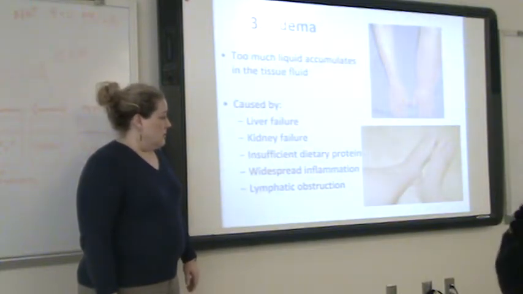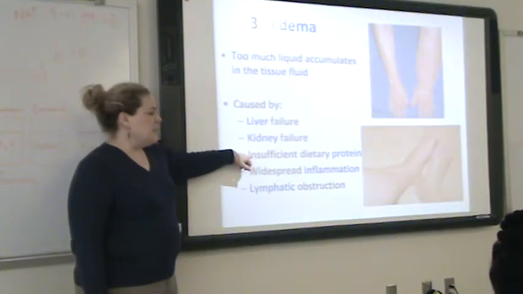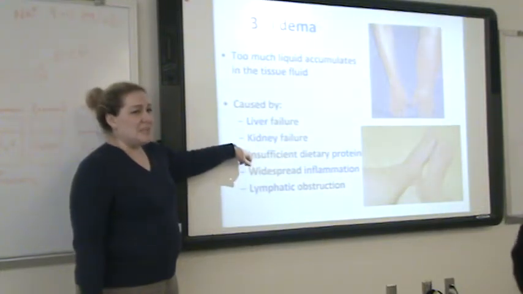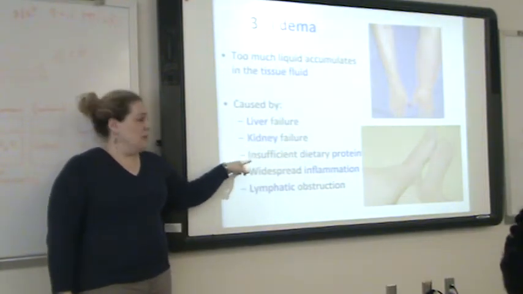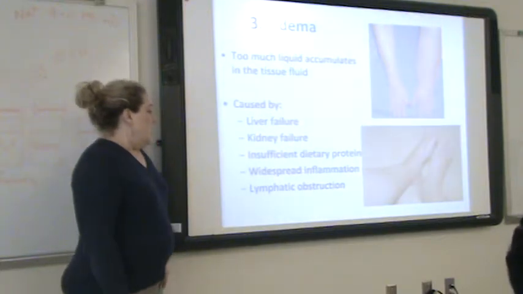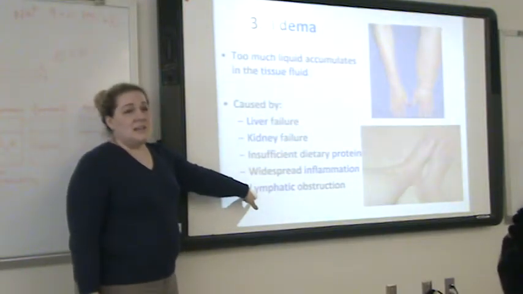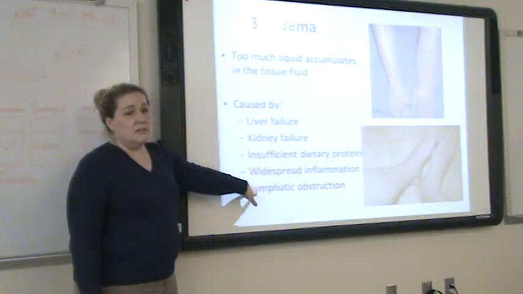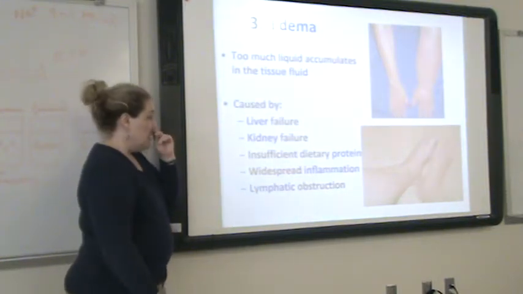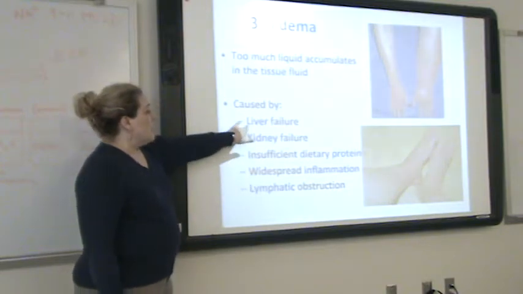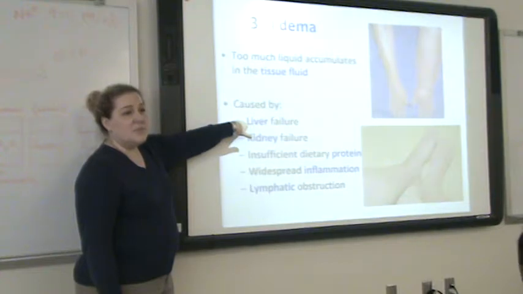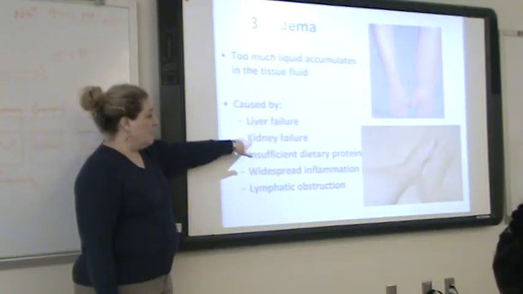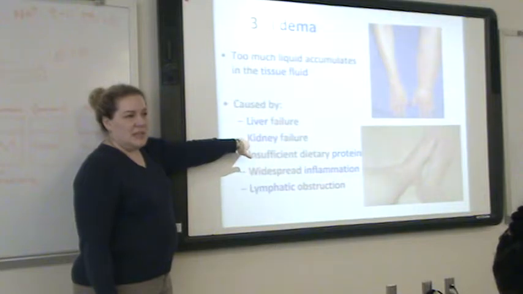So, firstly, if you're really protein deficient and you don't have enough to make plasma proteins that provide that osmotic pressure to pull back in, that could cause edema. Lymphatic obstruction. If you can't drain lymph out of an area, that particular area will get swollen up and have edema. Liver failure, because your liver makes plasma proteins, generally. And kidney failure, because your kidneys are supposed to be getting rid of excess water generally.